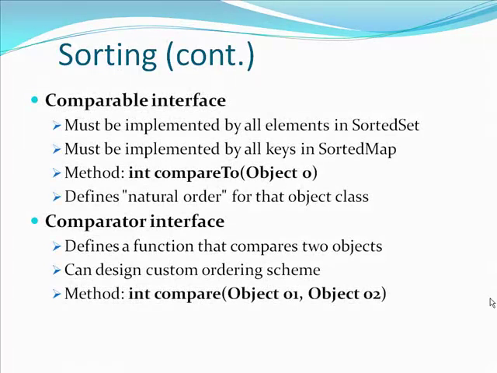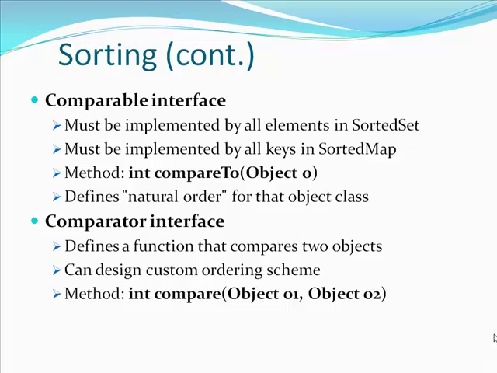There are two ways to sort the elements. The first one is to implement the Comparable interface in your class and declare the int compareTo method inside the class. The second one is to implement the Comparator interface and declare the int compare method inside the class. The first one must be implemented by all elements in a sorted set, and also by all keys in a sorted map.